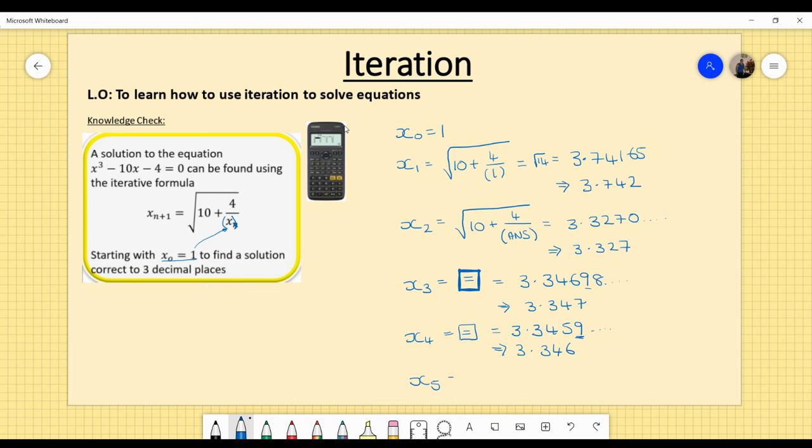So for my fifth one, again, hit the equals button on the calculator, and I end up with 3.34596, and so on. Round this one to 3 decimal places, and I get 3.346. Now 3.346 and 3.346 are the same, so therefore my solution, correct to 3 decimal places at this point, is 3.346.